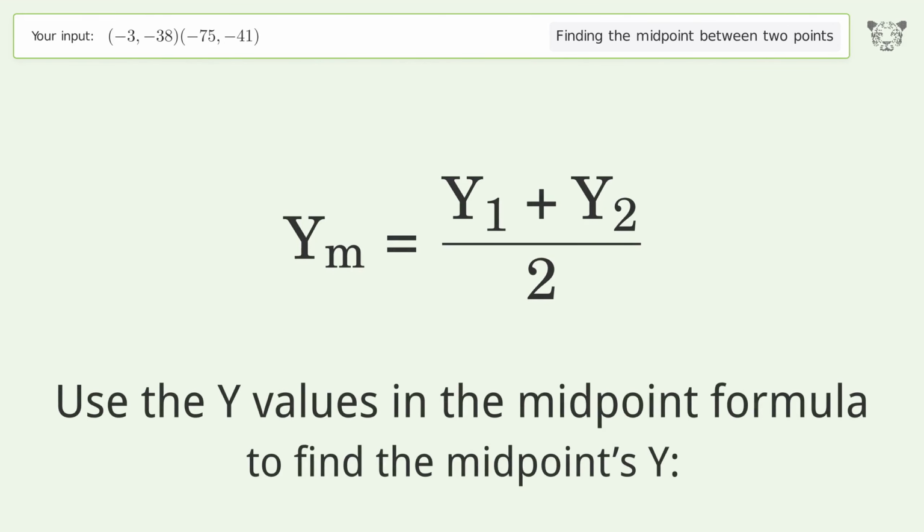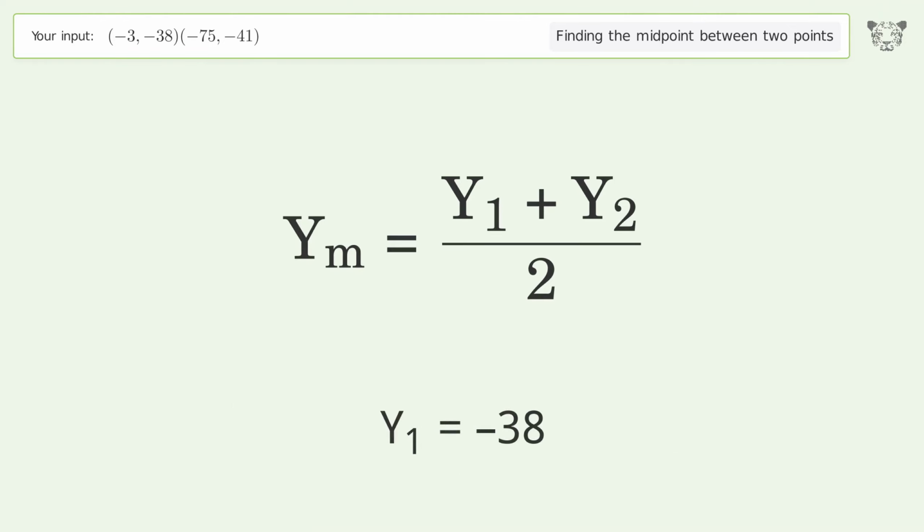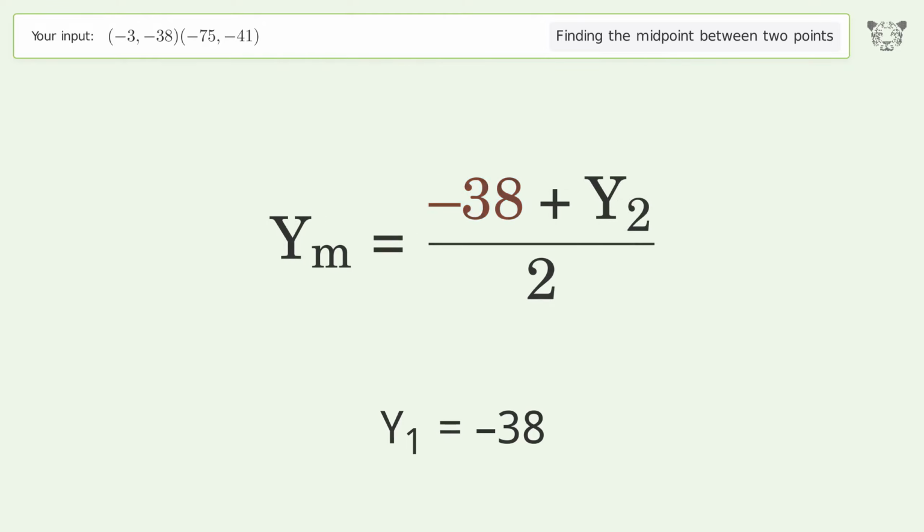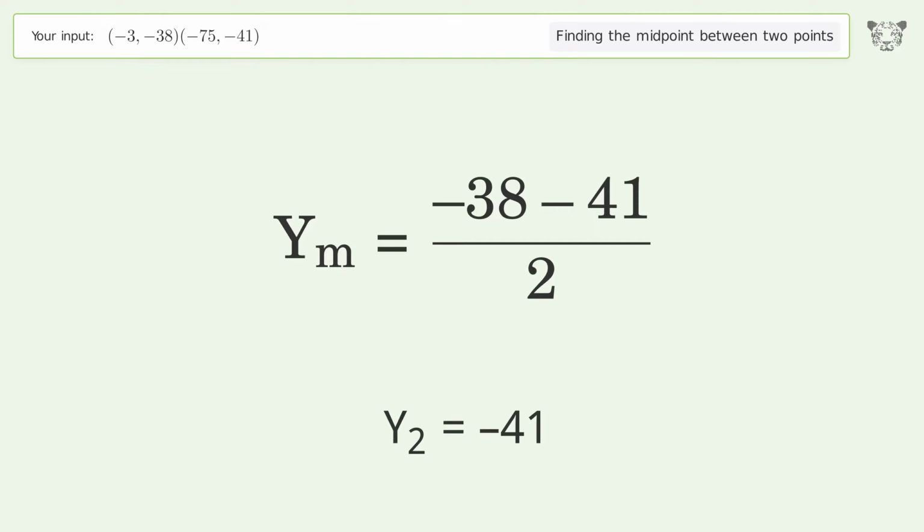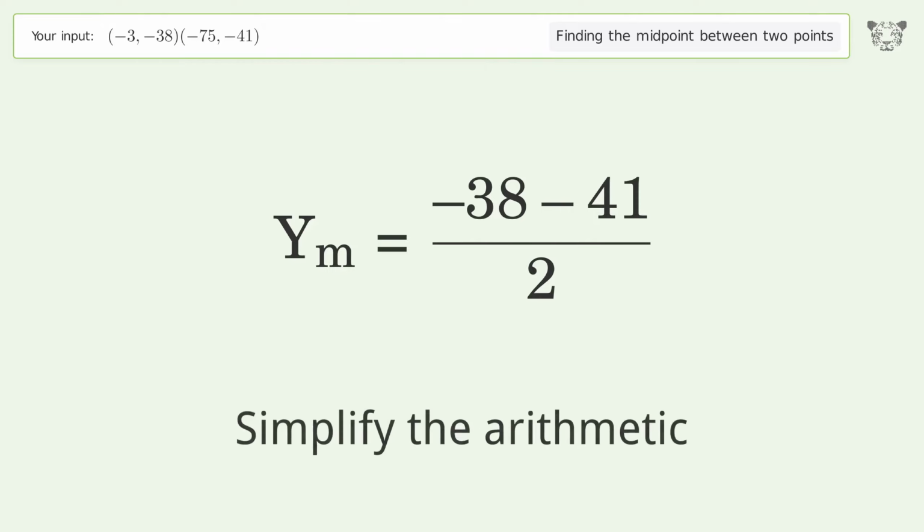Use the y values in the midpoint formula to find the midpoint's y. y1 equals -38. y2 equals -41. Simplify the arithmetic.